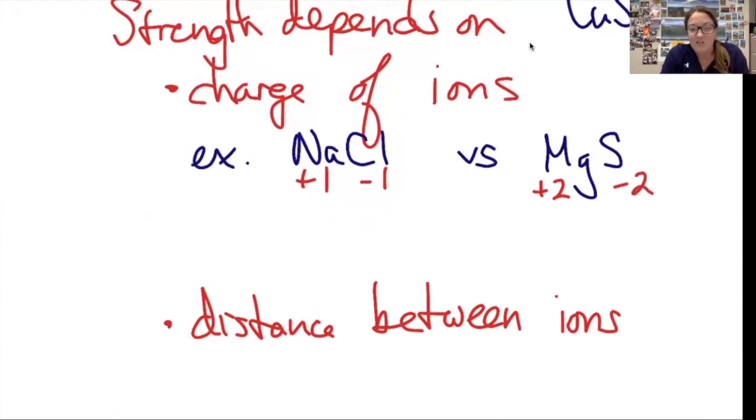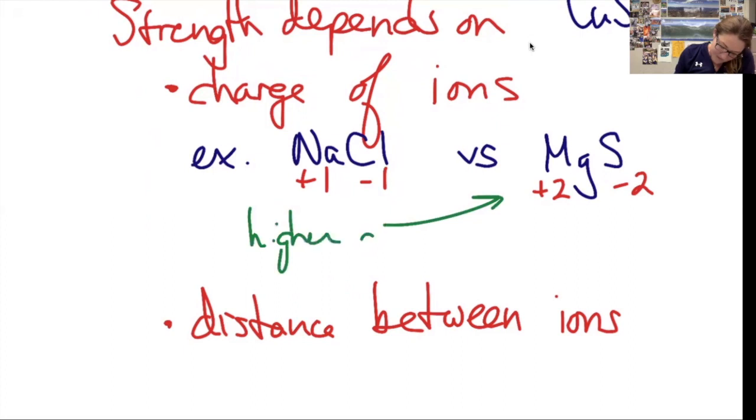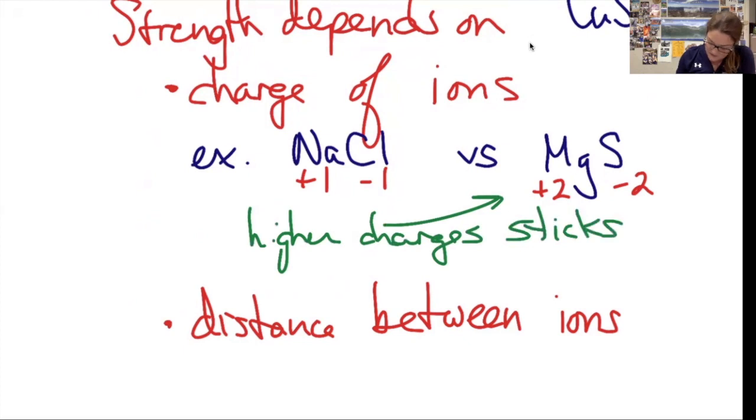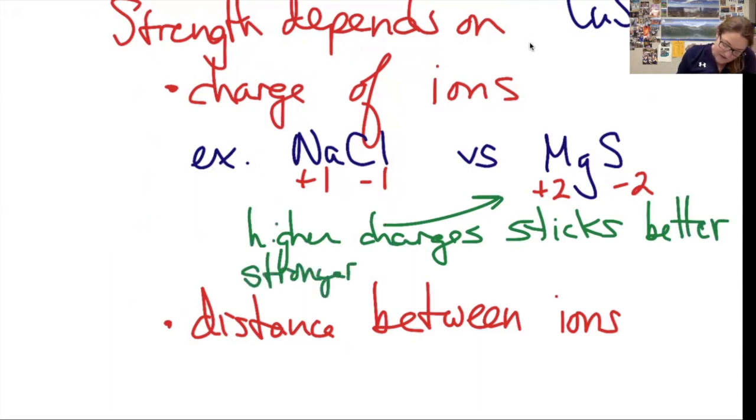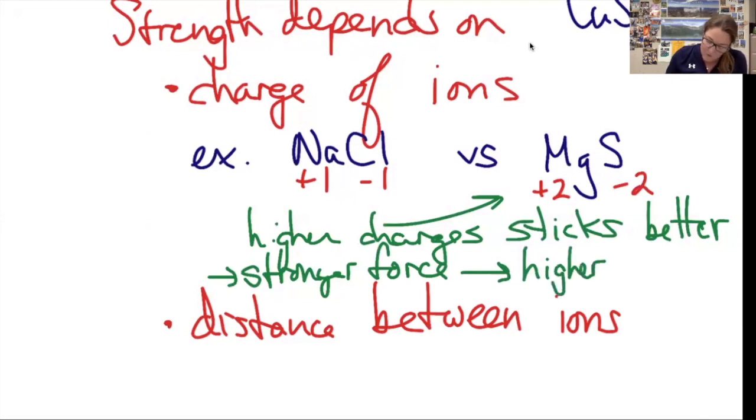So if you want to imagine which ones do you think stick together better, the one with kind of like bigger magnets. The one with higher charges sticks better. And the consequence of that is when we say it sticks better, it's going to have a stronger attractive force between them, which is going to correlate with some other properties like a higher melting point or a higher boiling point.